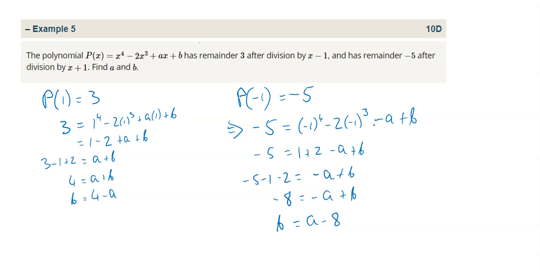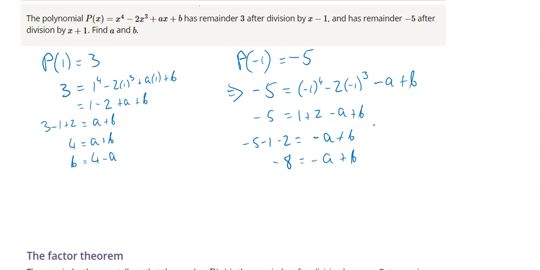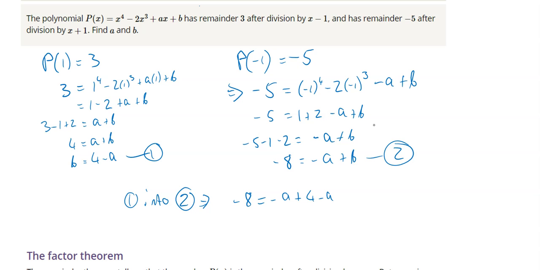Yeah, I effectively didn't even need to do that line because I have this one here, equation 1, and now I've got 2. And then 1 into 2 implies that I've got negative 8 equals negative A plus 4 minus A. Cool. So let's move the 4 over: negative 8 minus 4 equals negative 2A, good, 6 equals A, which implies that B equals 4 minus 6, negative 2. And I've solved A and B.